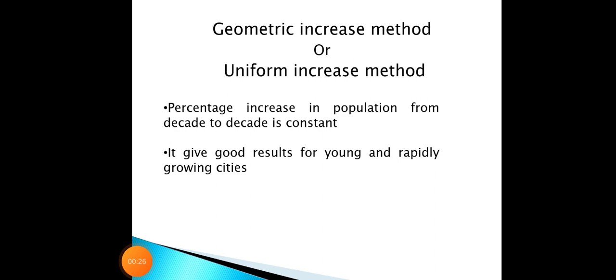We know that the geometrical increase method, or the uniform increase method as it is called, considers that the percentage increase in the population from decade to decade is a constant, unlike the earlier method where we consider that the increase in population from decade to decade is a constant. So compared to the arithmetical method, we get higher values in the case of the geometrical increase method.